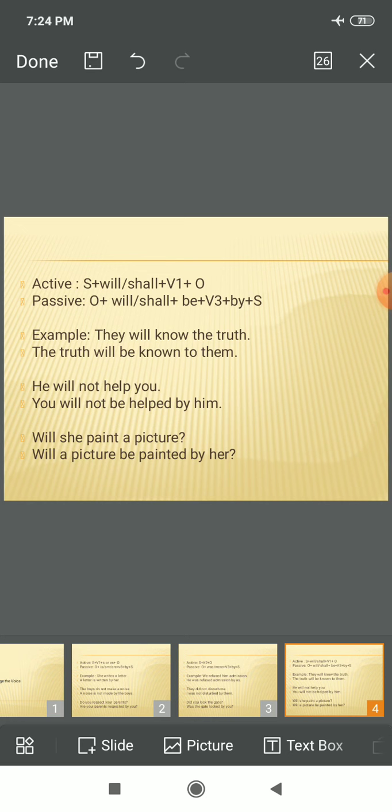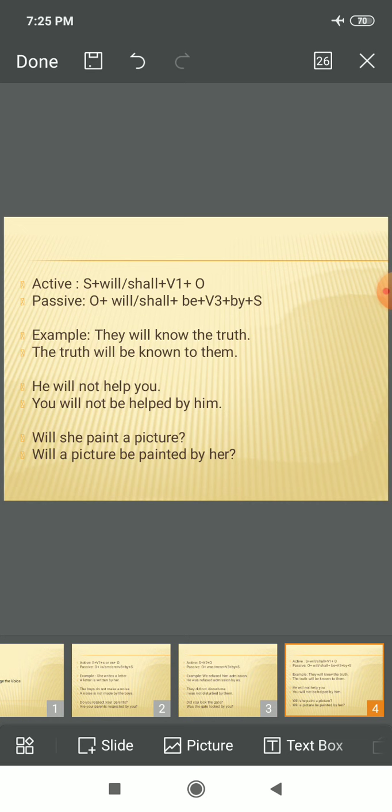The truth will be known to them. Note it very carefully. We cannot write "the truth will be known by them." I will forward you another PPT or document containing which preposition you are supposed to use in such particular cases, right? So we apply the preposition "to" here: known to, not known by, known to them. The truth will be known to them, right?